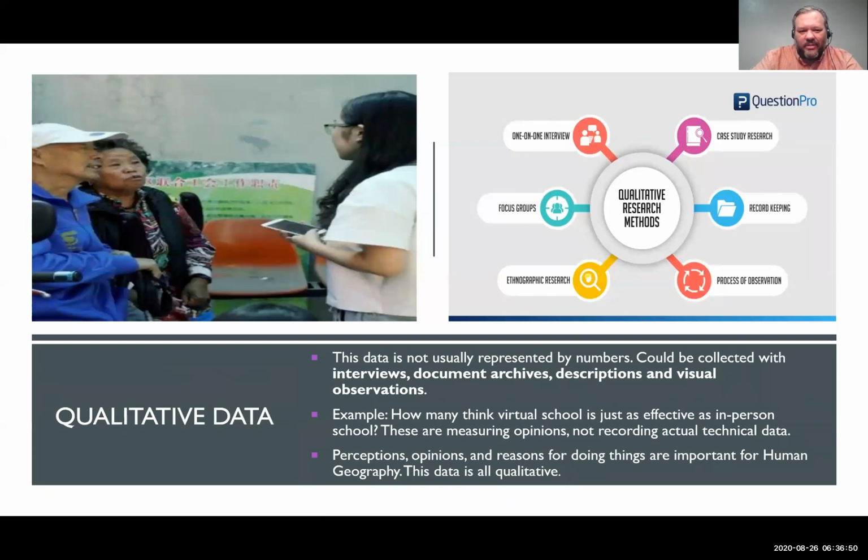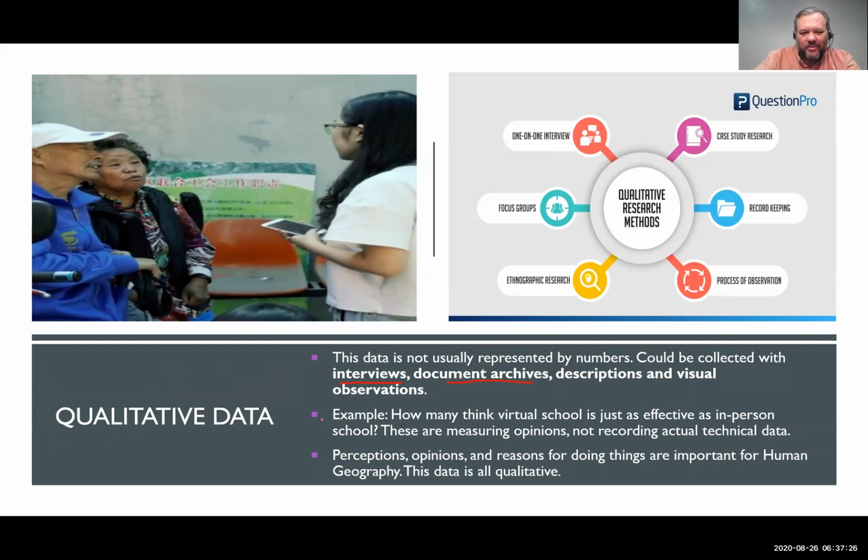Then we have qualitative data, and so qualitative data can be useful because if you look at quantitative data, it just gives you the raw numbers. And so qualitative data takes it kind of a step further and says what might be behind those numbers. And so this is where you get things like going out and doing an interview with somebody, looking at document archives, descriptions that people have given, visual observations. All right, so you go out and you actually look and see what's going on. It can't necessarily be put into numbers, but it can give you a much better picture, a much better understanding of what's behind the numbers.